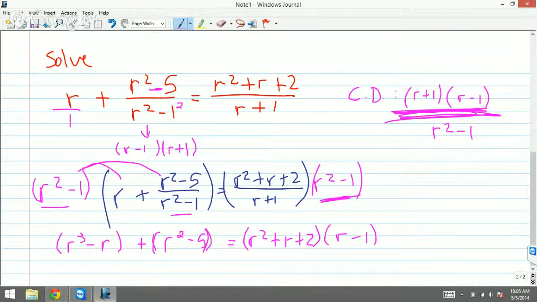Okay. Where are we at? Are our brains here? Okay, so we found our common denominator and multiplied each side by it. Now combine like terms and FOIL. You're going to have to FOIL this. Okay, so go ahead and FOIL and combine like terms.